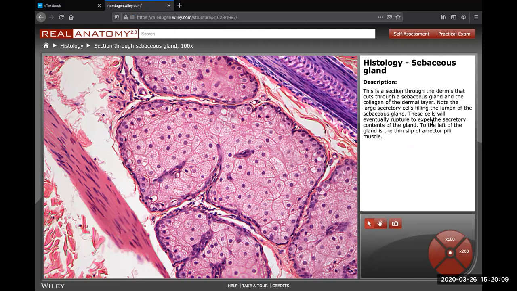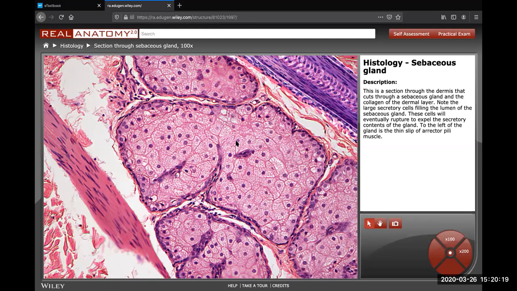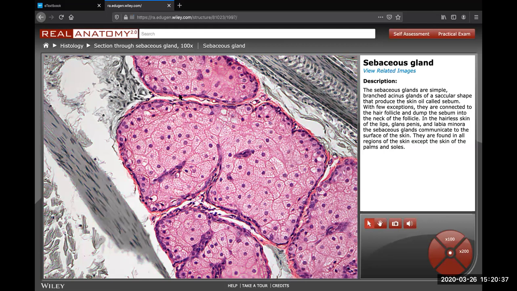Section through the dermis that cuts through a sebaceous gland and the collagen of the dermal layer. And that's as zoomed out as we get. Okay, so I think we've got the hair follicle over here. This must all be a sebaceous gland here. These would be our secretory cells. And up here somewhere would be the duct, right? Assuming that this is not upside down, which I suppose it could be.